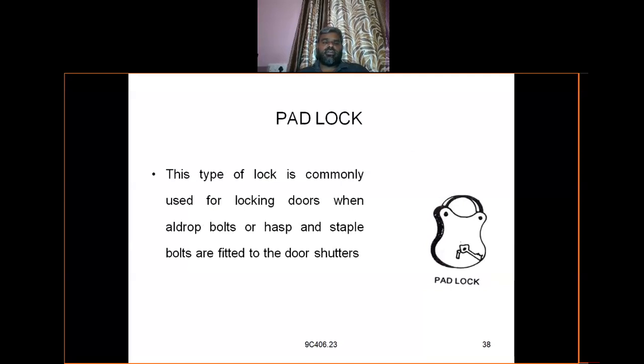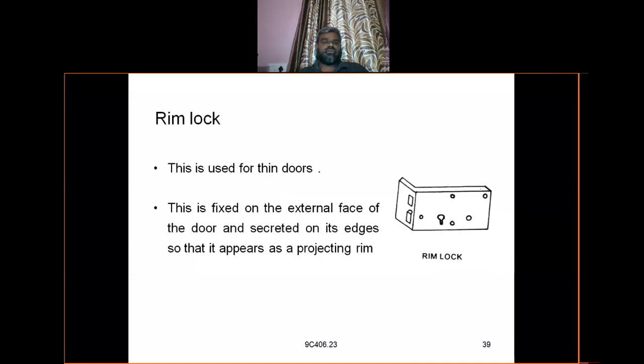This type of lock is commonly used for locking doors when the drop bolts and hasp or staple bolts are fitted to the door shutters. Rim locks: this is used for thin doors. If the door is very thick, we use mortise locks. If it is very thin, we use rim locks. This is fixed on the external face of the door and secured on its edges so that it appears as an opening or projecting rim.